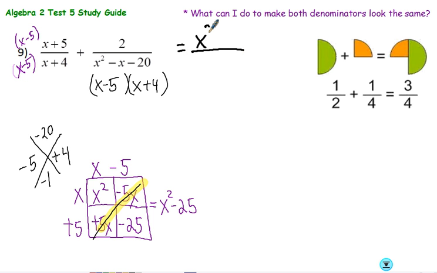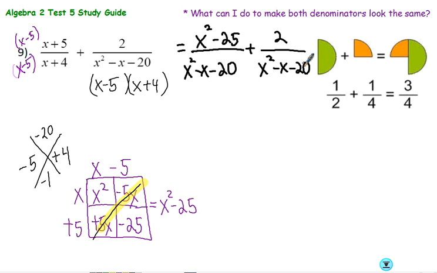So I've got x squared minus 25. That's what I just came up with. We'll go ahead and multiply these things back together. So the denominator would be x squared minus x minus 20. Plus, I've got 2 over, again, the same thing, x squared minus x minus 20.